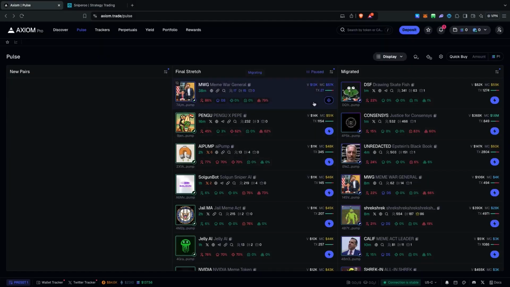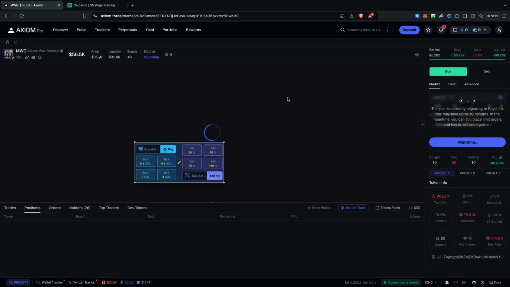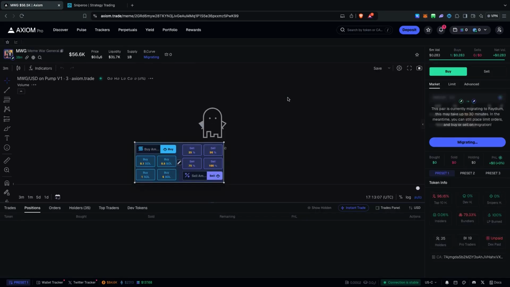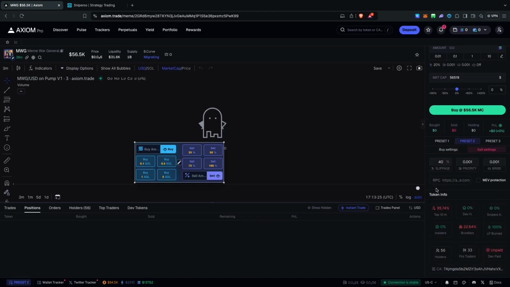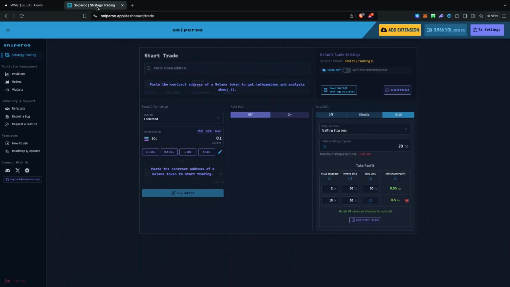Now, a lot of you might be wondering, hey, why should I use a third party in this particular case? Well, when you go to Axiom, as much as it is a better trading platform in comparison to Photon, BullX, etc., it is limited due to the fact that there are only stop losses. As you can see right over here, the type of execution orders that you are allowed to have are not really as advanced, especially when it comes to safeguarding your profits.